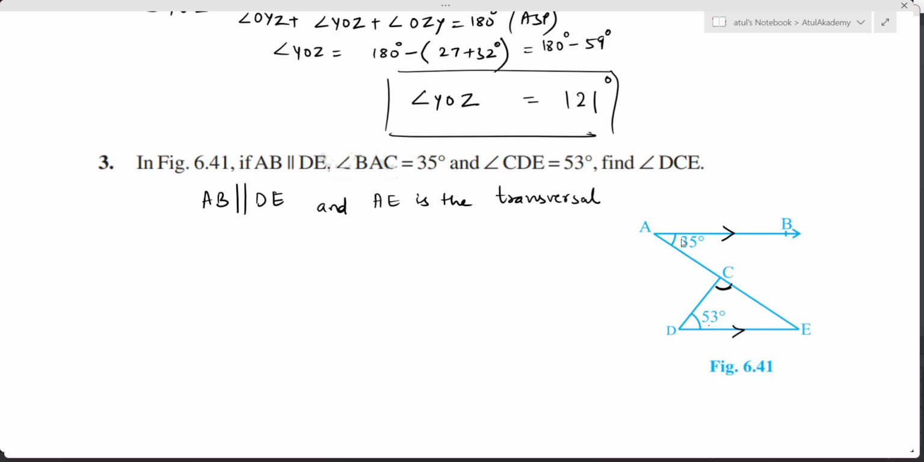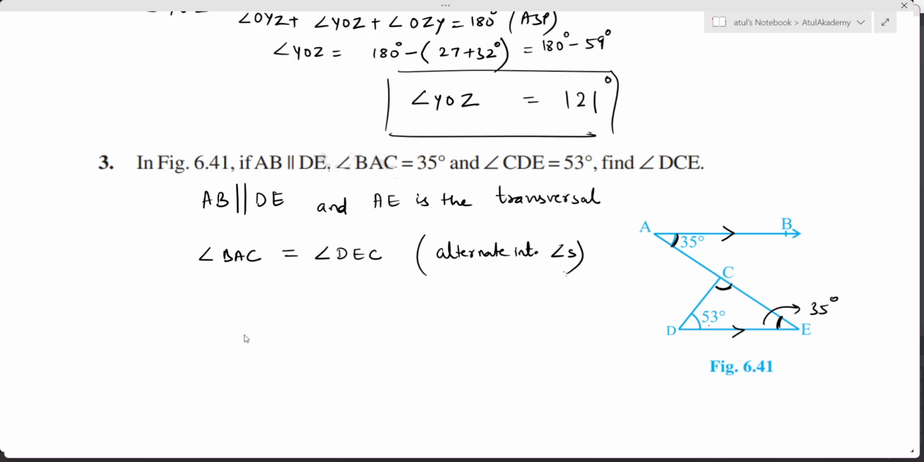So this angle BAE is equal to DEA. Can I say DEA or DEC? The reason is alternate interior angles. This angle now is equal to 35 degrees. Clear? You have to mention the reason when you're solving.